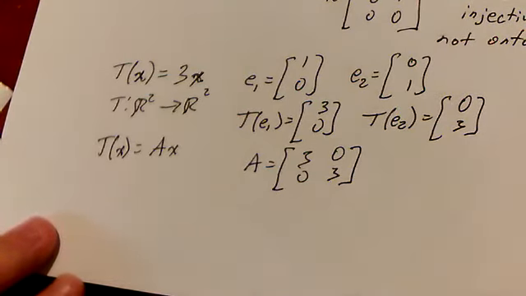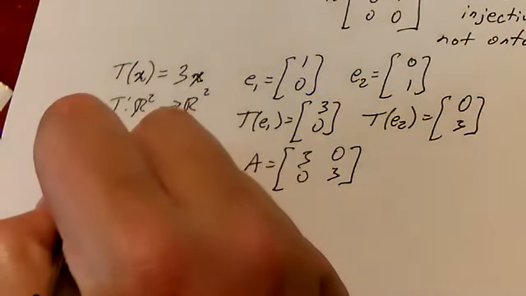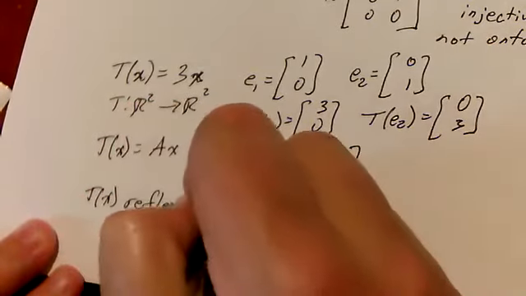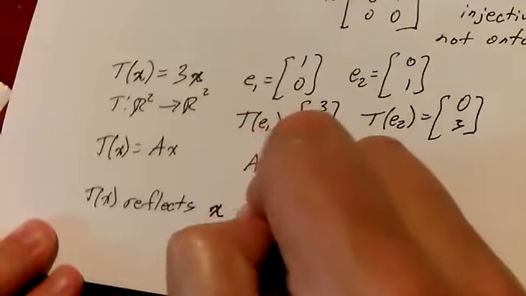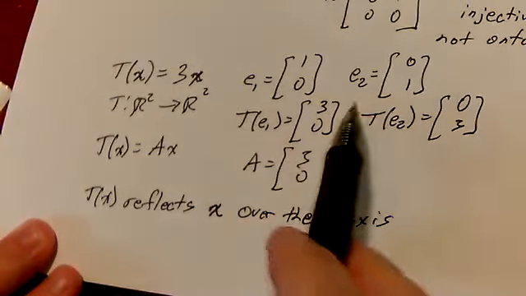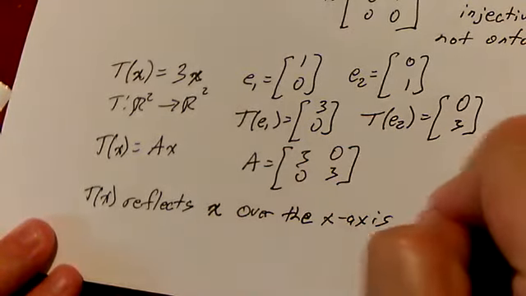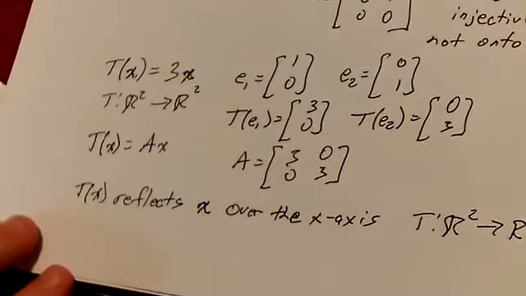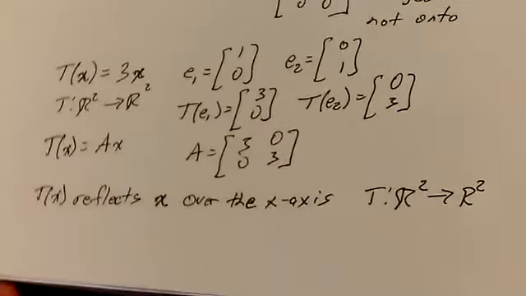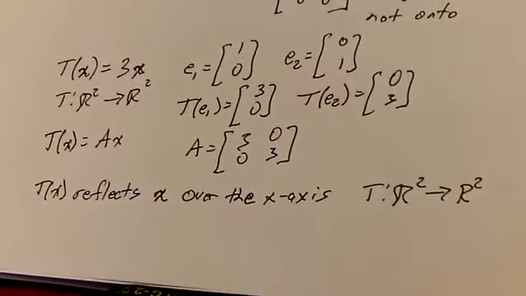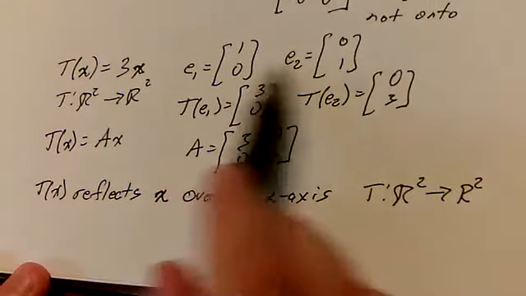Now, maybe we have something that's a reflection. So let's take a T of x that reflects x, and again, remember x is a vector, over the x-axis. Remember we're still working off these same E1 and E2. Again, T goes from R2 to R2, so it reflects over the x-axis and goes from R2 to R2. Again, I have my same identity vectors.